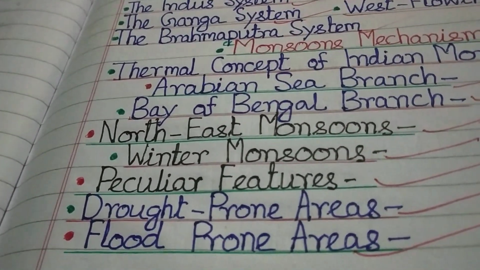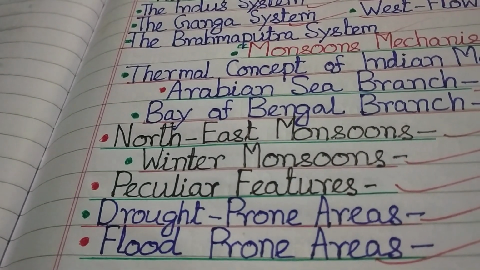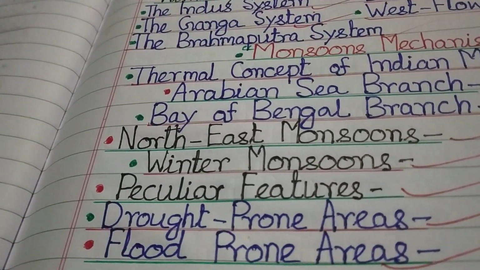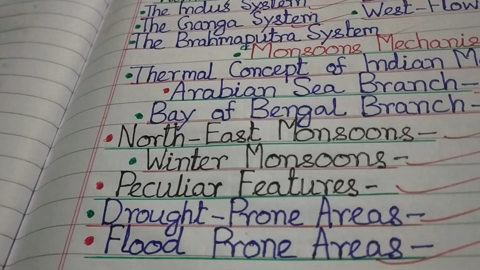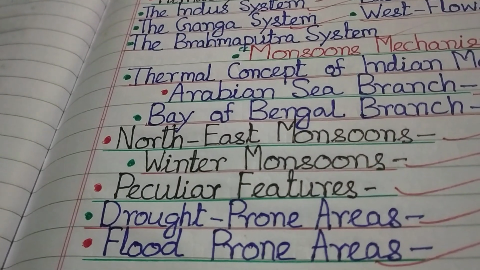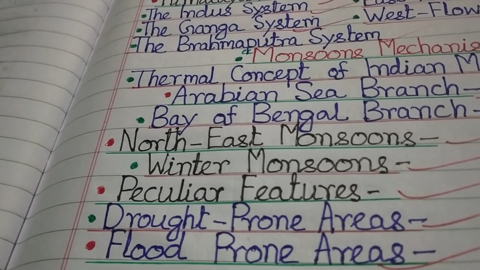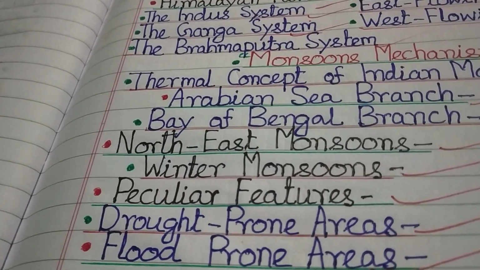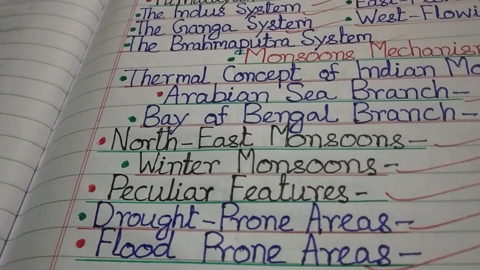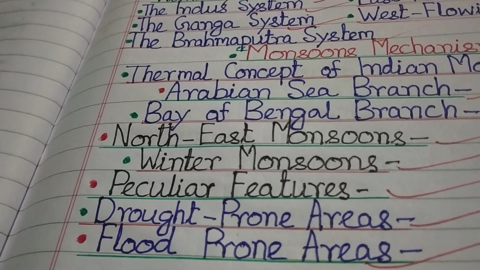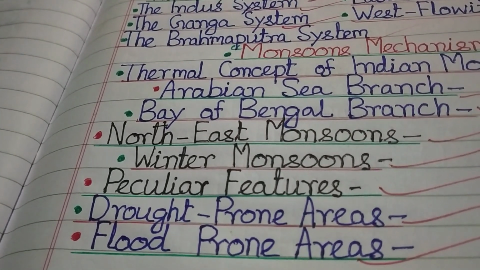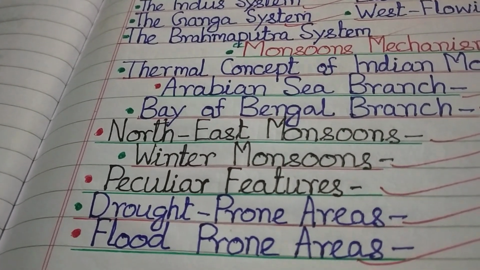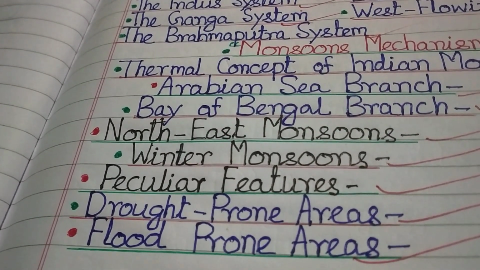At this juncture, the intertropical convergence zone also shifts northwards. The intertropical convergence zone is the hypothetical line where the northeast trade winds from the northern hemisphere and the southeast trades from the southern hemisphere meet.